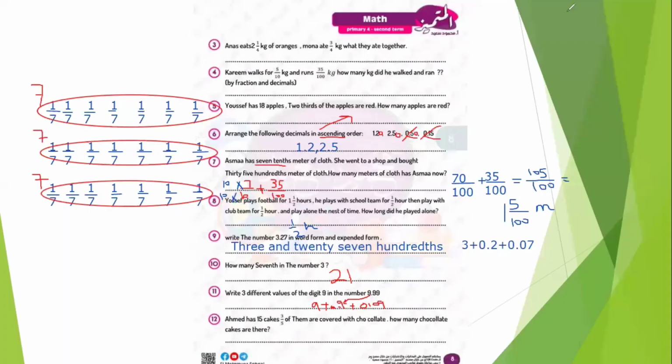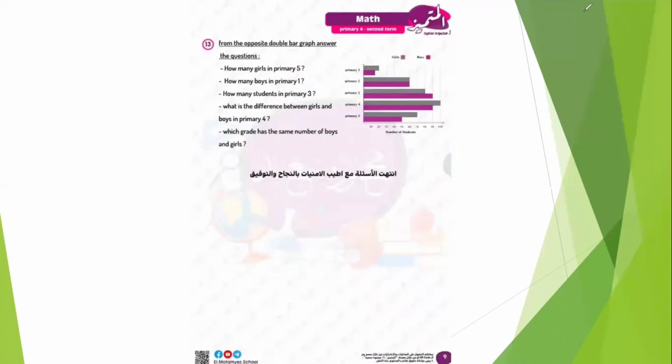12. Ahmad has 15 cakes. 3 out of 5 of them are covered with chocolate. How many chocolate cakes are there? This is fraction of quantity. He has 15. 3 out of 5 of 15 covered with chocolate. So let's get the number of chocolate cakes. 3 out of 5 of 15. 15 divided by 5 equals 3. 3 times 3 equals 9. So the number of chocolate cakes equals 9.